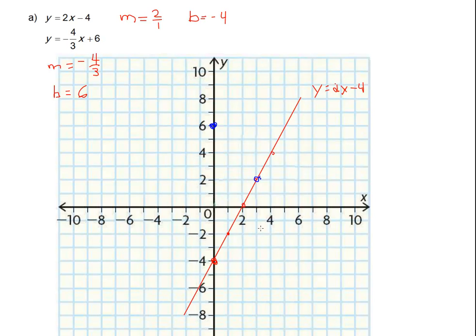1, 2, 3, 4 down, over 1, 2, 3. Be another point right there. And we can draw the line between them. And so that is y equals negative 4/3 x plus 6. And so we see that this point right here, which is the point 3, 2, would be the point of intersection.